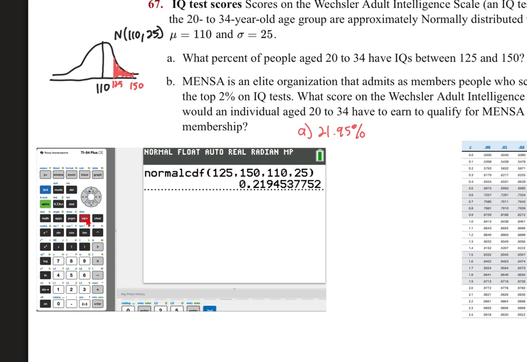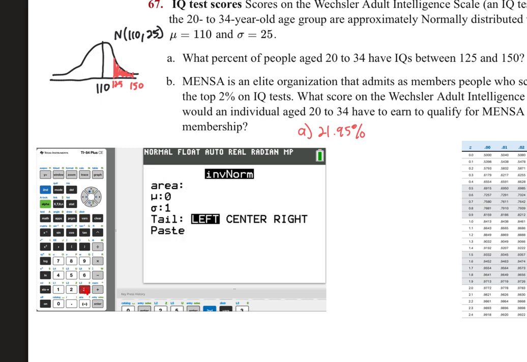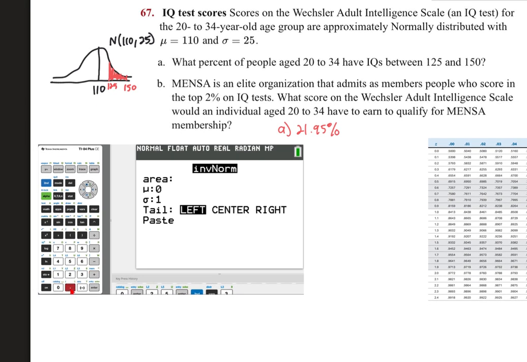Okay, so second vars, distribution, number 3. We want, let's actually draw a picture first. So for B, we want the top 2%. What score is going to give us the top 2%? So we want some score way over to the right, so that the area to the right, all this area, is 0.02, top 2%.